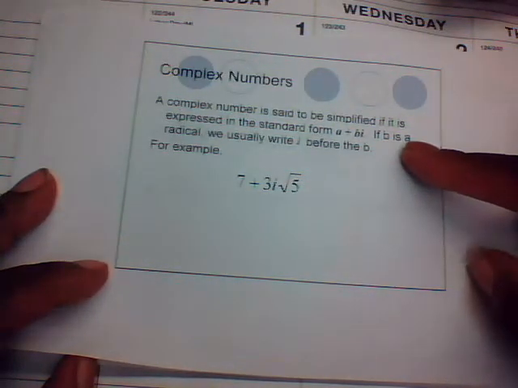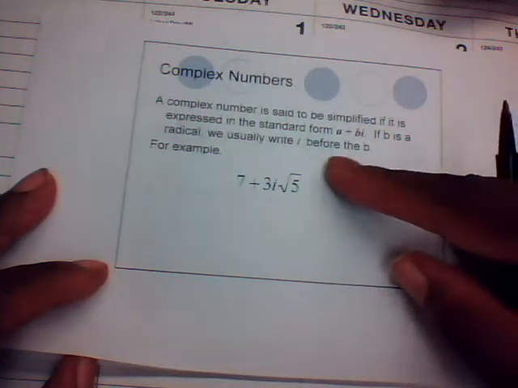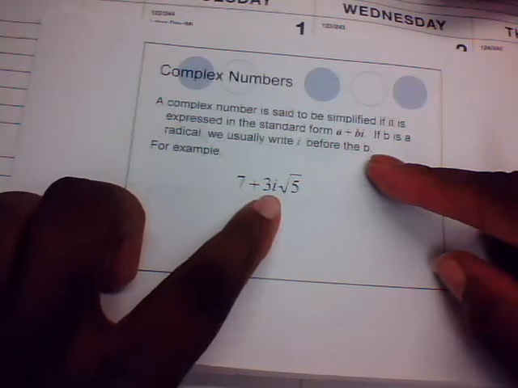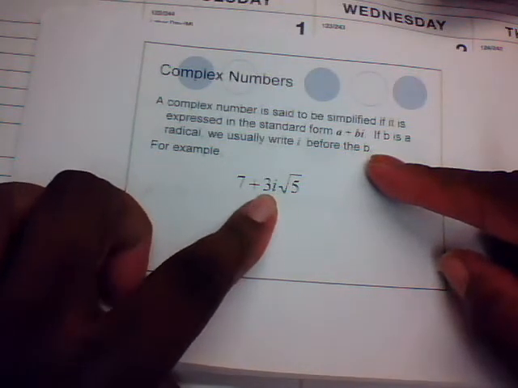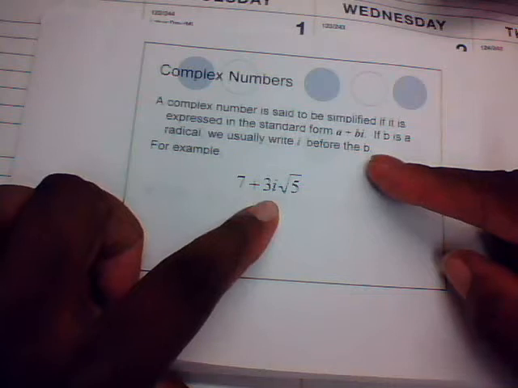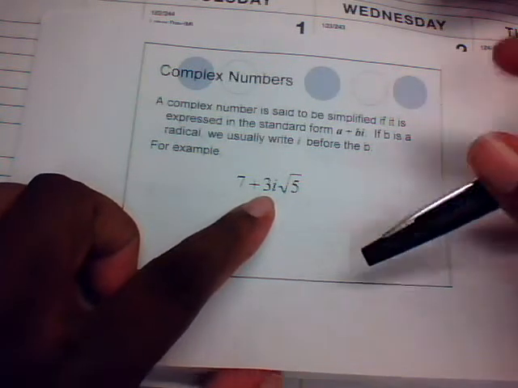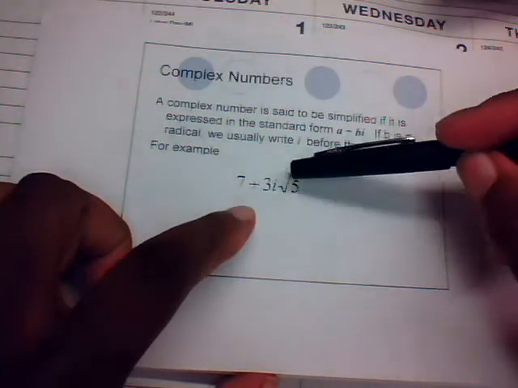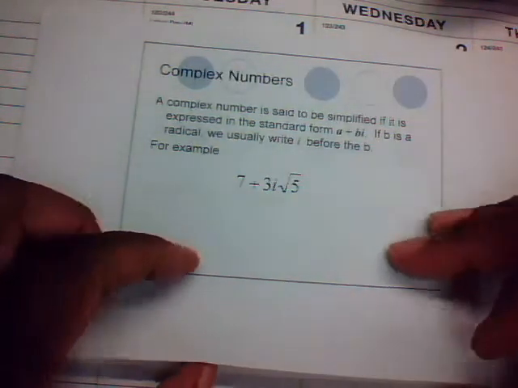And if b is a radical, then usually we write the i before the radical, like in this case here, 7 plus 3i square root of 5. Here the i is in front of the radical. That's to avoid any confusion that the i would be underneath the radical. So to avoid that, we put the i in front of the radical.